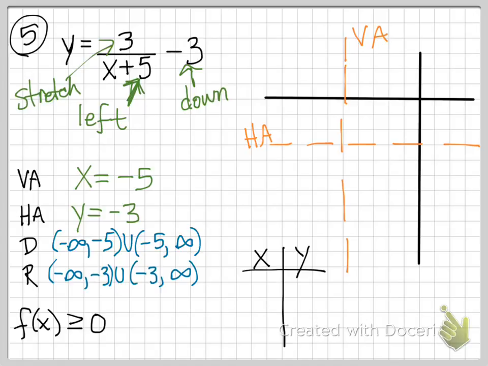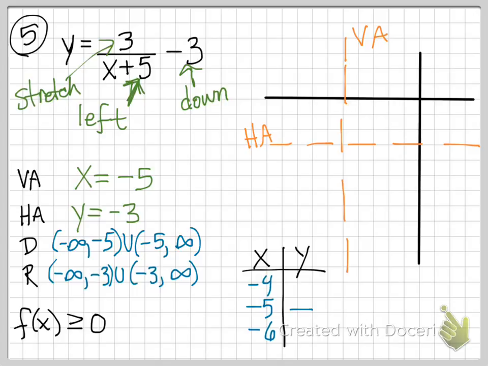Now we're ready to plug some points into our table. Remember, we could have plugged the points into the table first and then done the domain and range. It doesn't matter which order you do these last few, as long as you've got your vertical and horizontal asymptote and your transformations done first. So if my asymptote's at negative 5, I want an x value of negative 4 and negative 6. I always pick points immediately to the left and to the right for my x's.